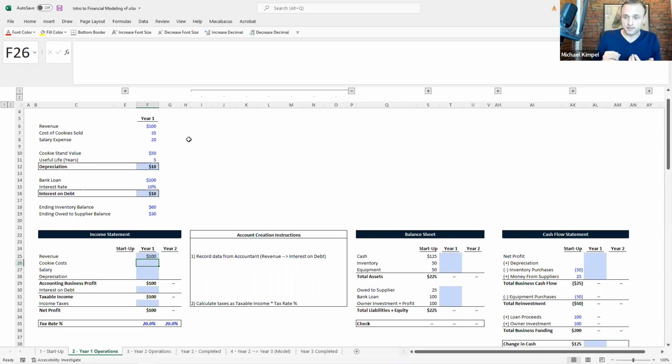Next, I'm going to pull in my costs, which are up above. I'm going to make the cost negative though. So I'm going to press negative, and then I'll move my cursor up using my arrow keys. I'm going to grab cost of cookies sold, so the cost of cookies we sold to our customers. And then I'm also going to grab the salary expense, again with a negative in front of it to reflect it as a negative.